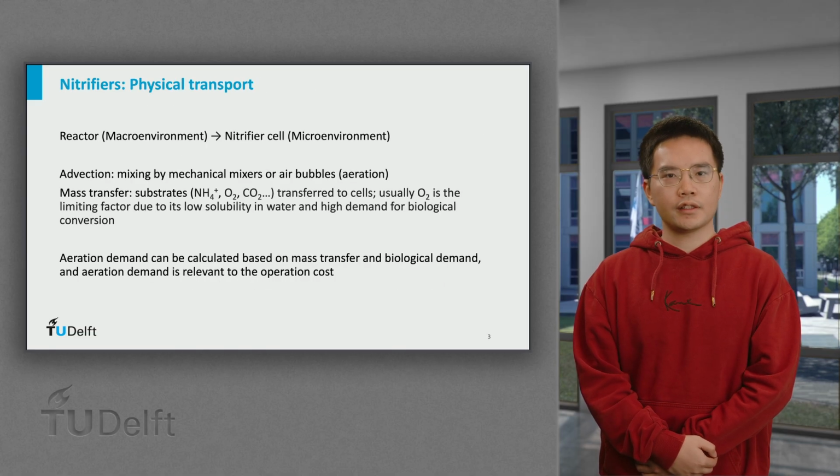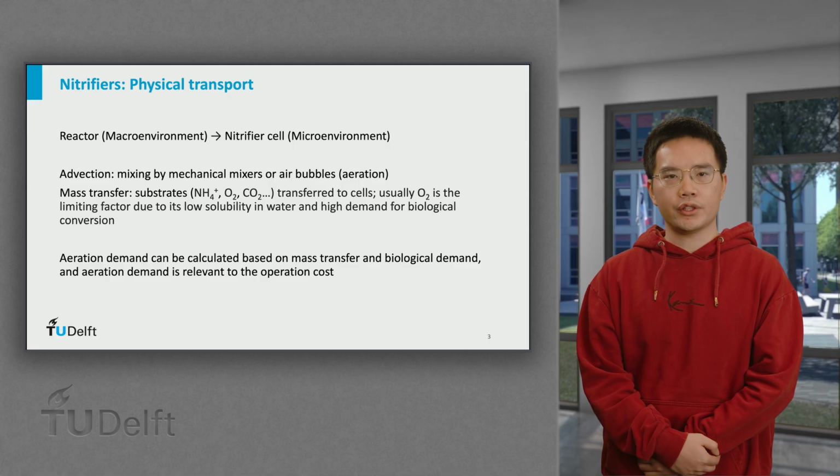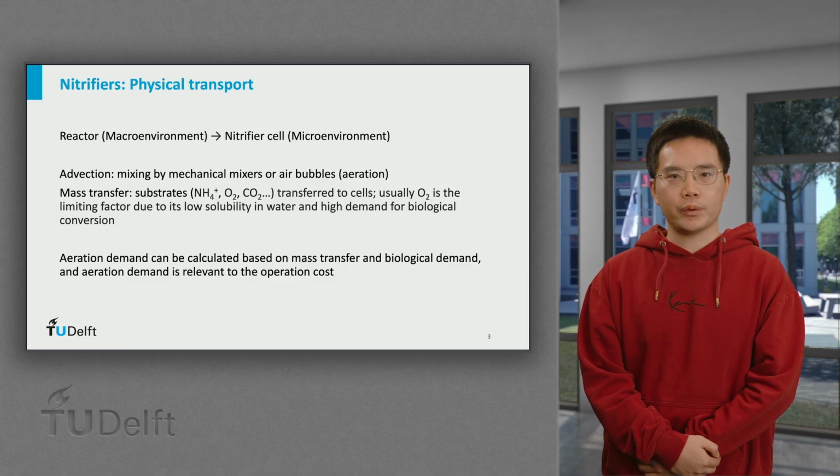Stoichiometry helps us understand what nitrifiers need from the cell's perspective, but in practice, we can only control the process from the reactor's perspective. This brings us to physical transport process. Good mixing is essential and can be achieved using mechanical mixers or aeration. Mass transfer is also a key factor. It determines how easily substrate reach the cells.